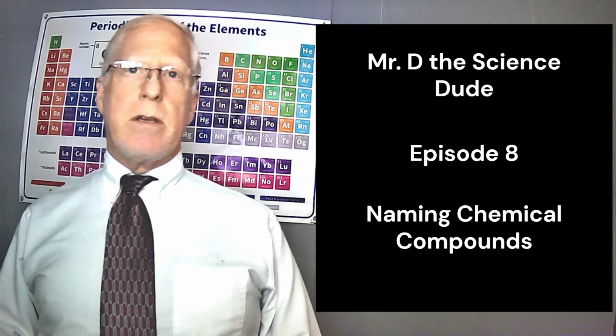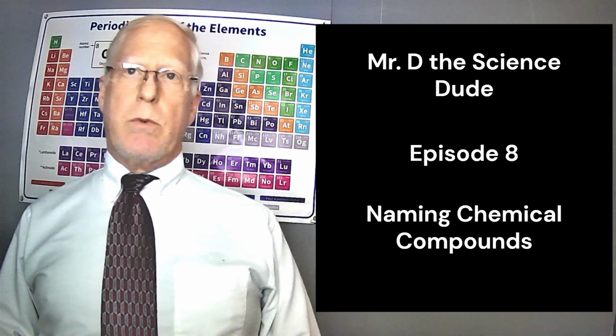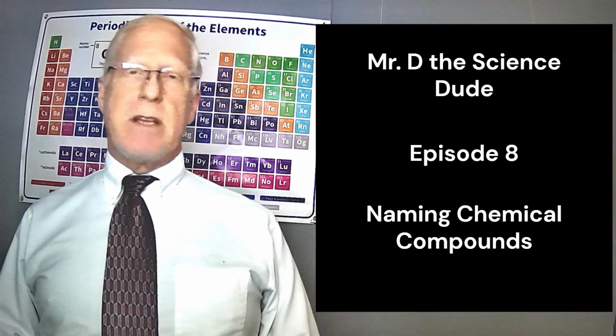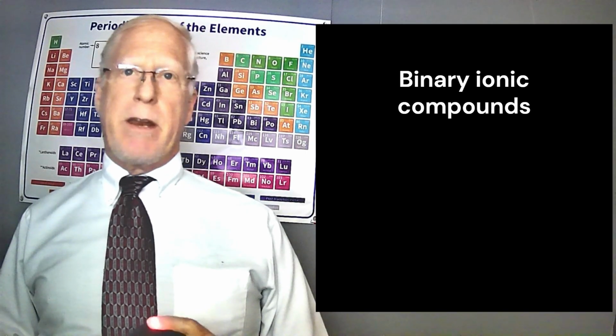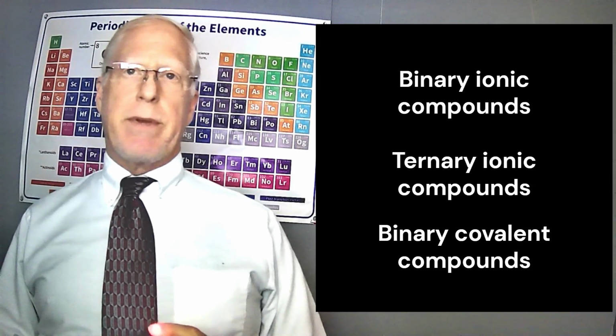I'm Mr. D. In our last episode, we discussed writing chemical formulas from the names of the compounds. In this episode, we'll look at doing the reverse of this. We'll take the chemical formulas and determine the compounds' names. As in the previous episode, we'll be working with binary ionic compounds, ternary ionic compounds, and binary covalent compounds.